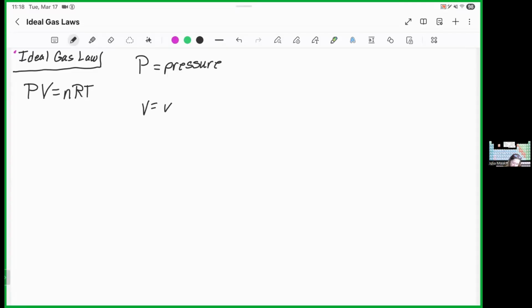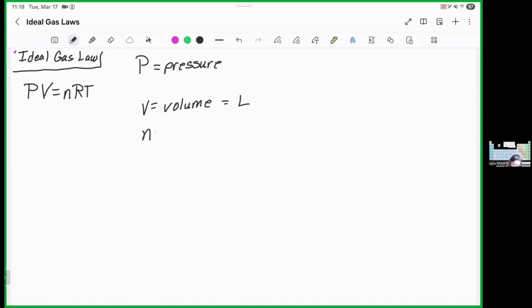V is your volume. And that is always going to be in liters for gas laws, because we don't look at gases in terms of milliliters. That's just too little of gas. So like when you buy propane for your grill at home, you buy it in at least a liter, if not 5 liters. Okay, so we measure gases by the liter.